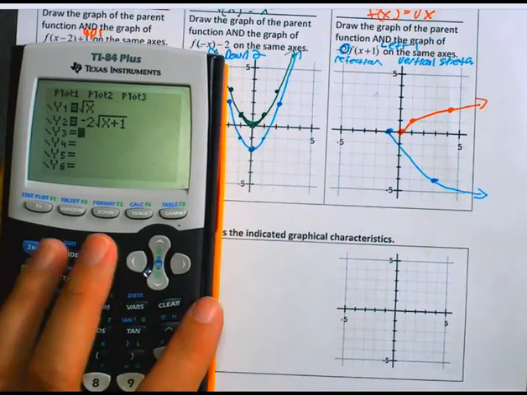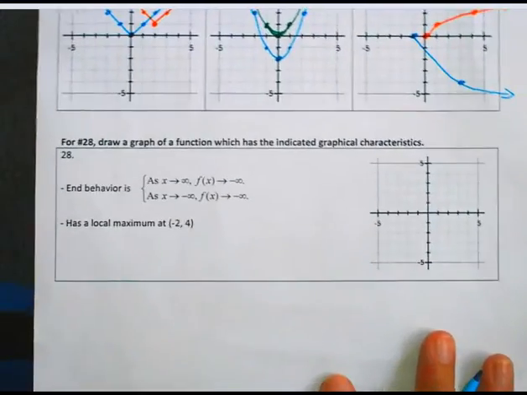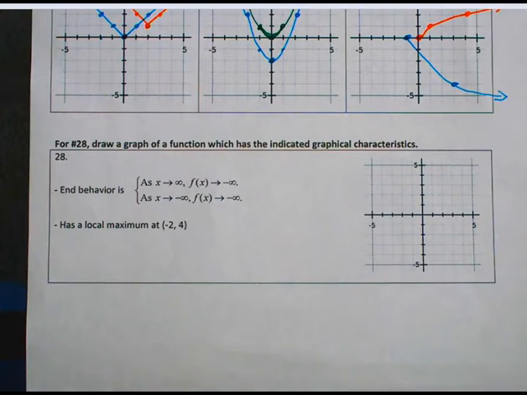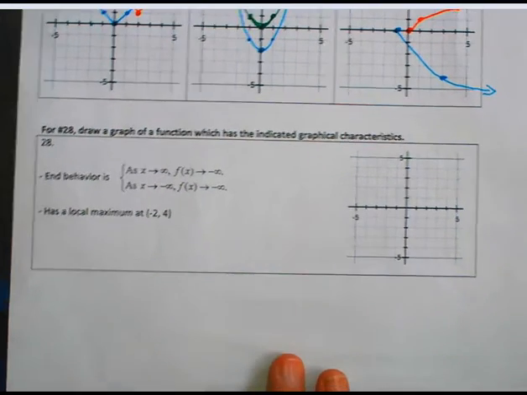All right, let's look at our last problem here, number 28. Number 28 says draw a graph of a function which has the indicated graphical characteristics. So this is kind of making you go backwards a little bit. We're not telling you what the parent function is. We're giving you some characteristics to see if you can actually sketch that graph.